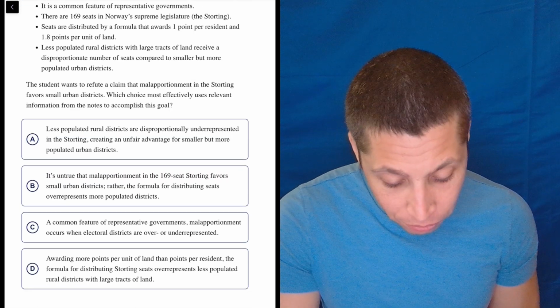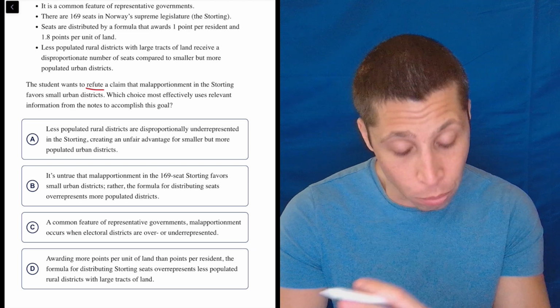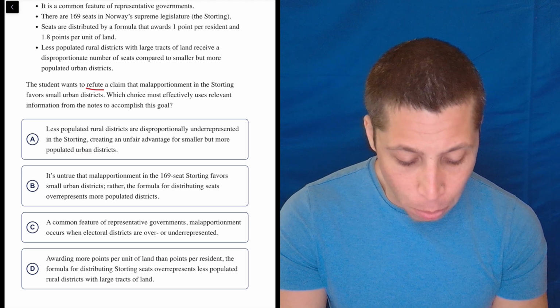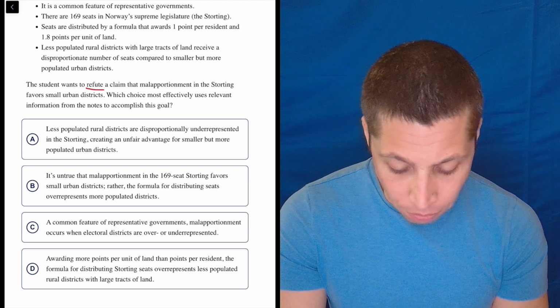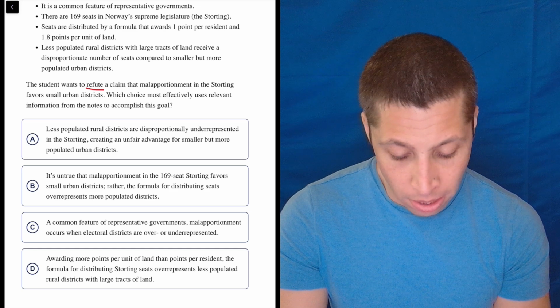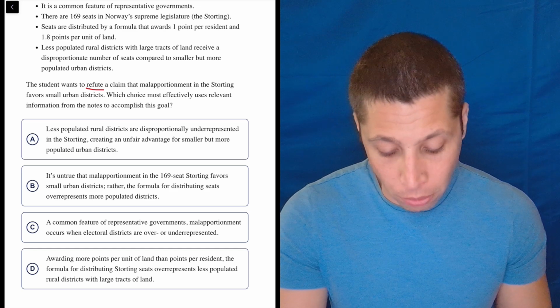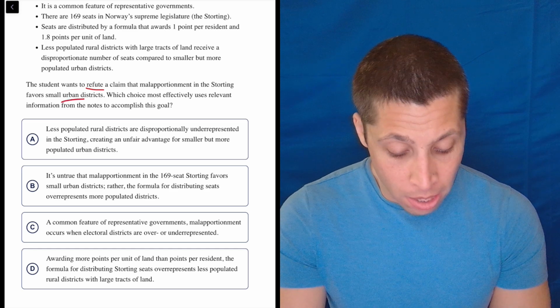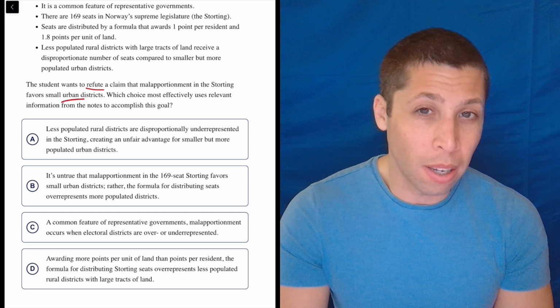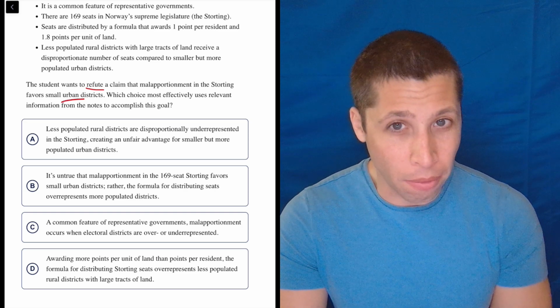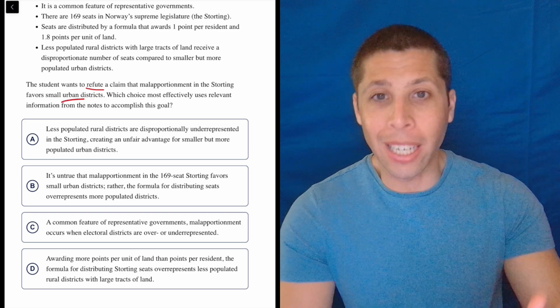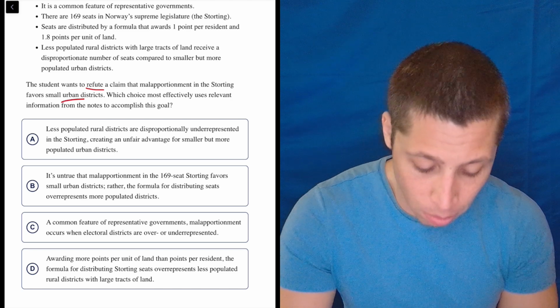The student wants to refute, you gotta know that word, means to prove wrong, a claim that malapportionment in the sorting favors small urban districts. So doesn't favor urban districts. That's all I get. So this has a little bit more thought involved than usual because we're refuting a claim. We're not making a claim, right? So let's see what we get.